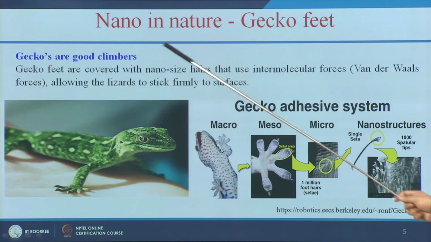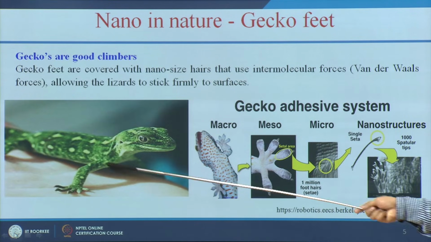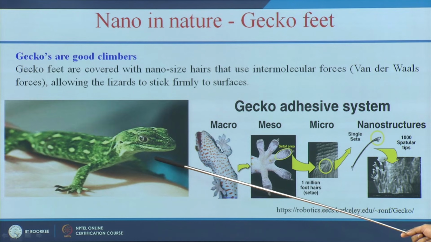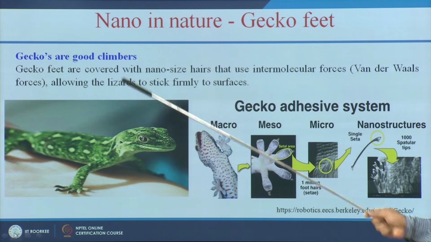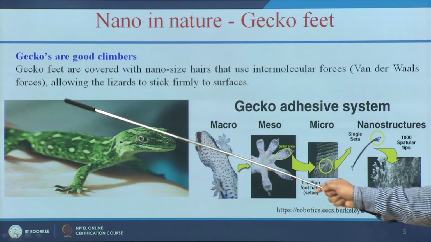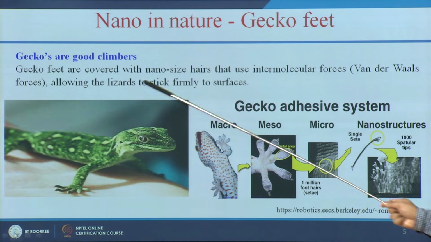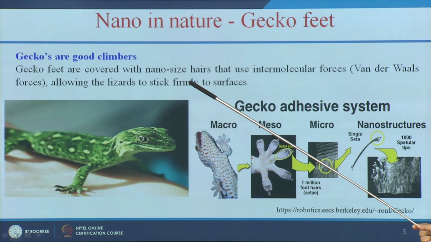The first example is the Gecko. The Gecko is one of the very good climbers. It can climb any kind of surface, whether a soft surface or a slippery surface. How is it possible? The Gecko feet are covered with nano size hairs. These nano size hairs use the intermolecular forces, that is van der Waals force, which allows the lizard to stick to the surface very strongly.